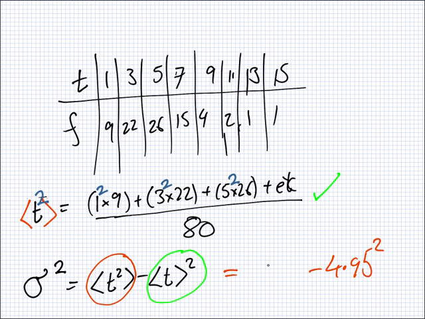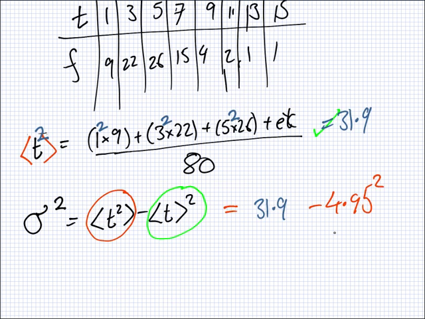So 1 squared is still 1. 3 squared. What's next? 5 squared. Next one? 7 squared. 9 squared. 11 squared. 13 squared. 15 squared. Divided by 80. Right, so that one works out to be 31.9.